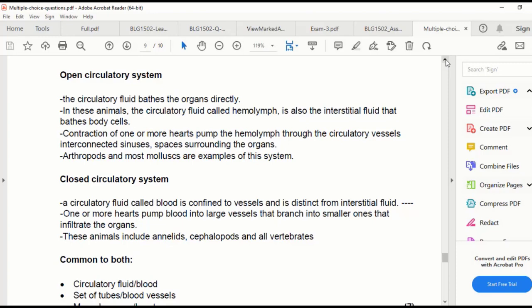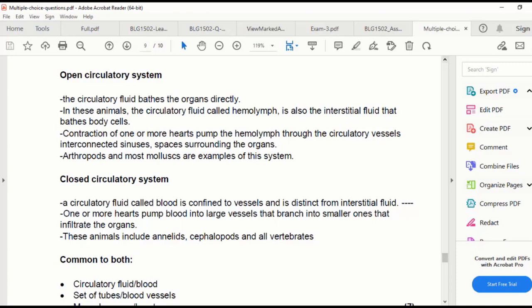And in terms of the closed circulatory system, the circulatory fluid is called blood, which is confined to vessels and is distinct from interstitial fluid. One or more hearts pump blood into large vessels that branch into smaller ones that infiltrate the organs. And we mentioned before that the animals with this system include annelids, cephalopods, and vertebrates.